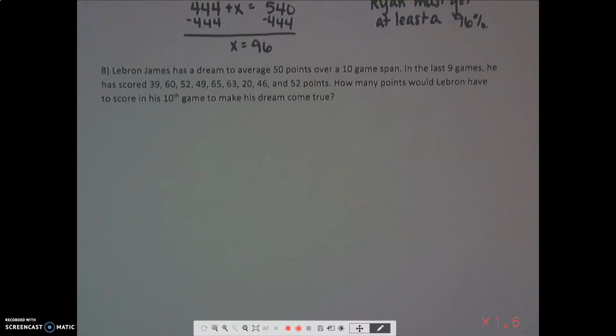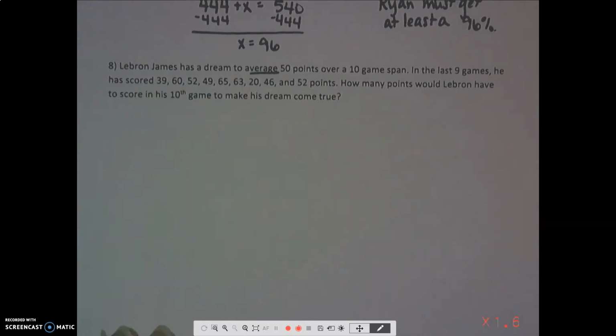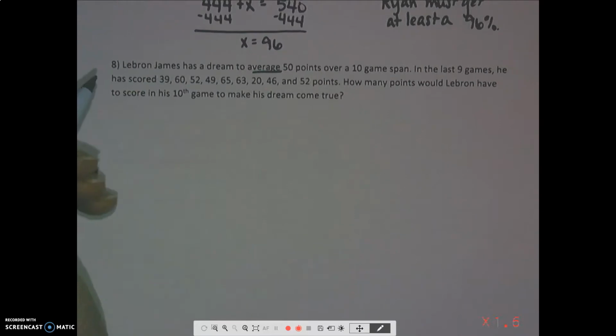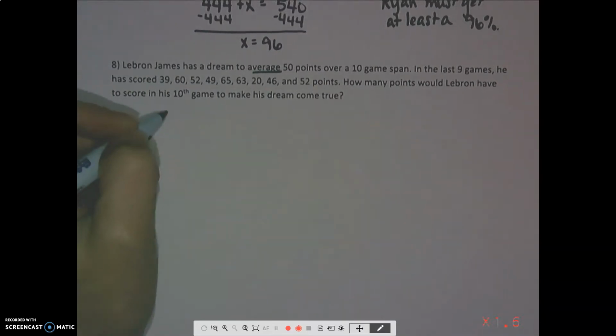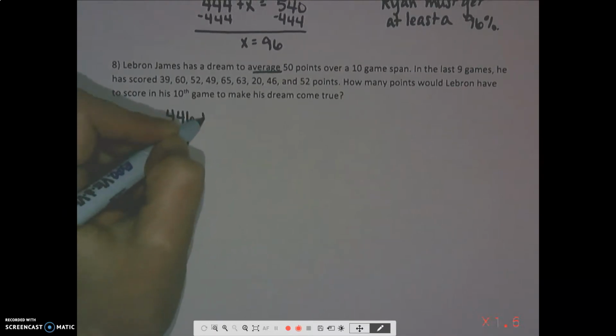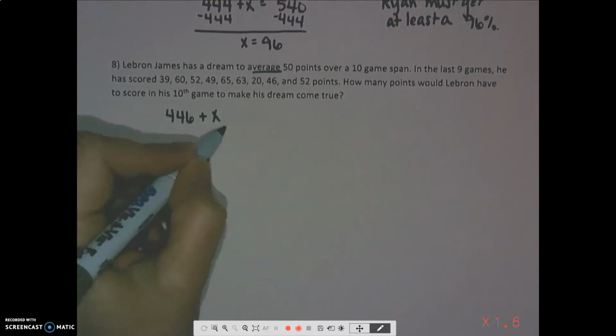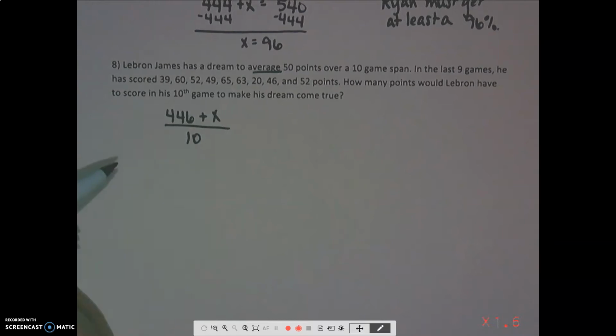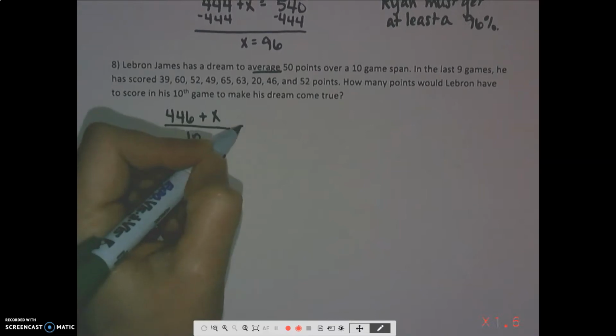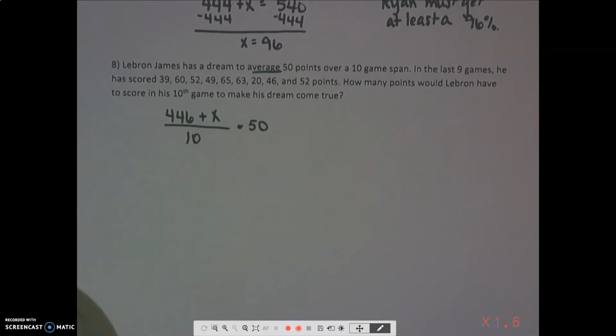All right. So again, he wants an average, so we're going to add all of those different numbers together. You can write it out as adding all of them, or you can just add them together. So in this case, when we add them, we get 446. We still have that 10th game to go, though. So we have 446 plus x divided by 10 is going to equal 50. Okay? Because he wants his average to be 50 points.